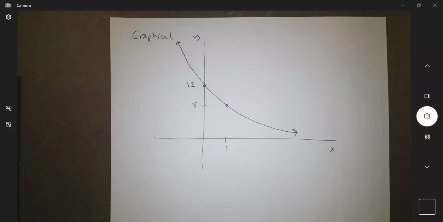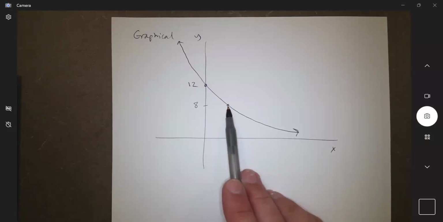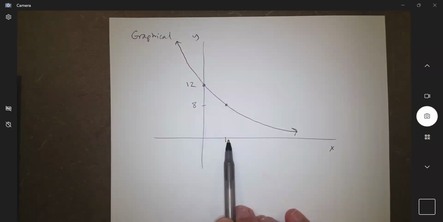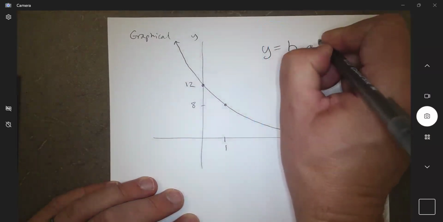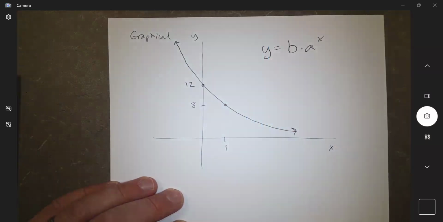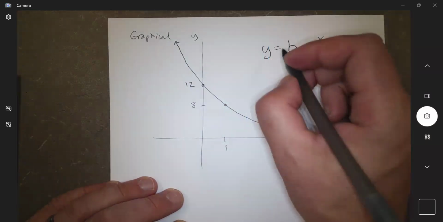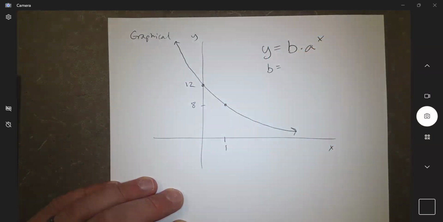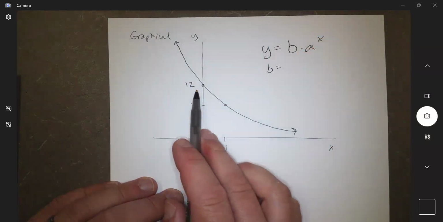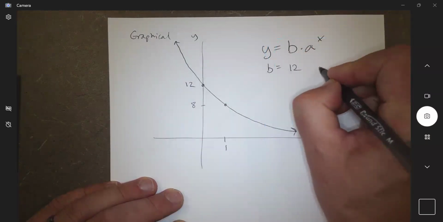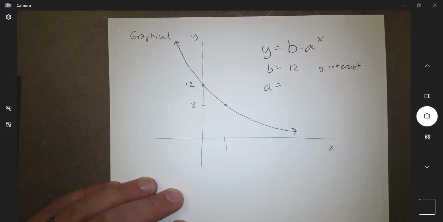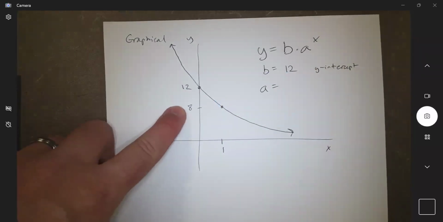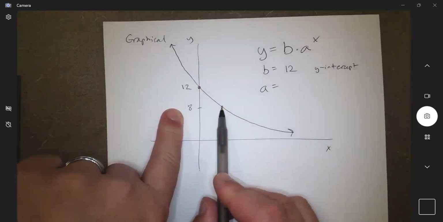All you need is the y-intercept, and you need the y value when x is 1. Because your formula is y equals b times a to the x. What's b? Well, it's the y-intercept, which is 12. And a is whatever you multiply 12 by to get down to 8.